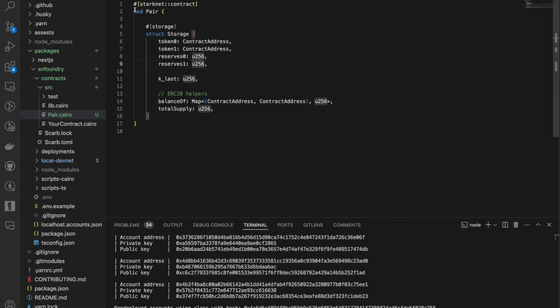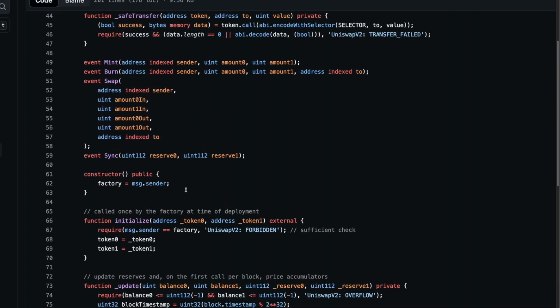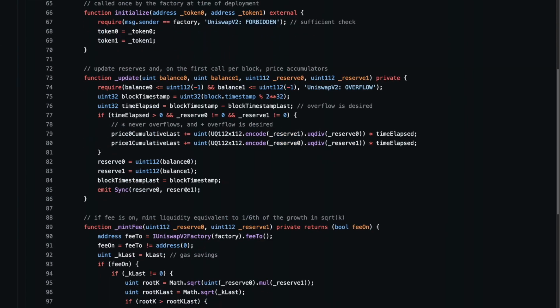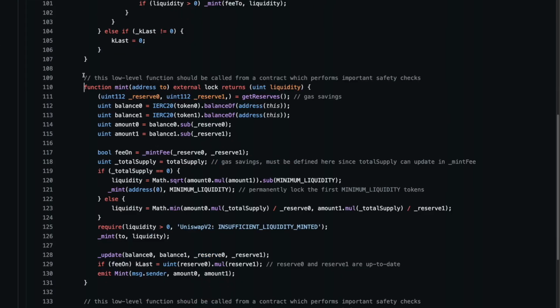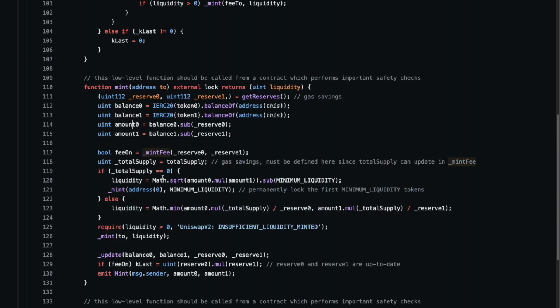Now, let's start with the main function of these pairs. So let's do the mint function first. Okay, the mint function, what it does, it's going to get the tokens that were sent, and it's going to mint the proportion of the tokens, but with a subtle check at the very beginning when the minimum liquidity is locked to the address 0. Basically, this minimum liquidity is burned. Okay, we're gonna be doing this logic here.